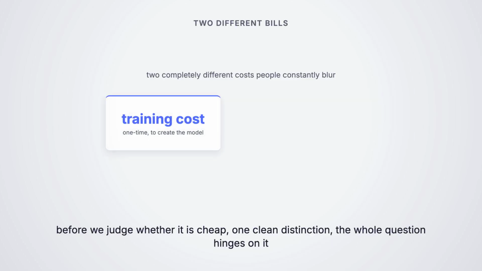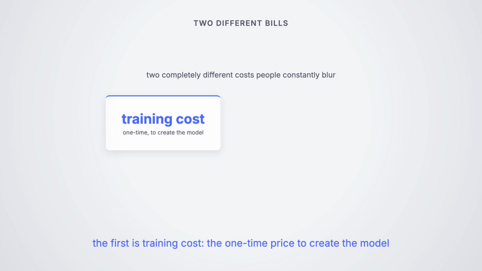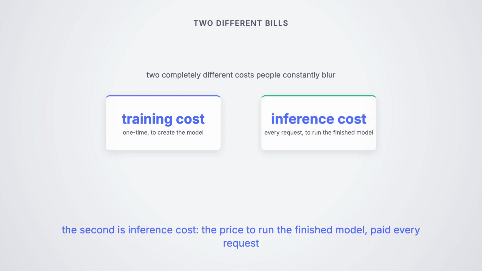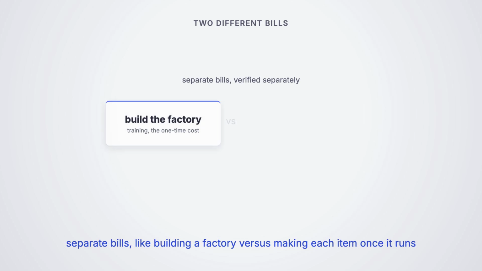Before we judge whether it is cheap, one clean distinction, because the whole question hinges on it. There are 2 completely different costs that people constantly blur. The first is training cost, the one-time price in computation to create the model. The second is inference cost, the price to run the finished model, paid every single time you send a request. Separate bills, like building a factory versus making each item once it runs.